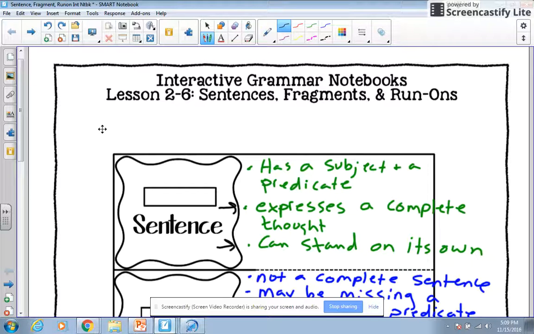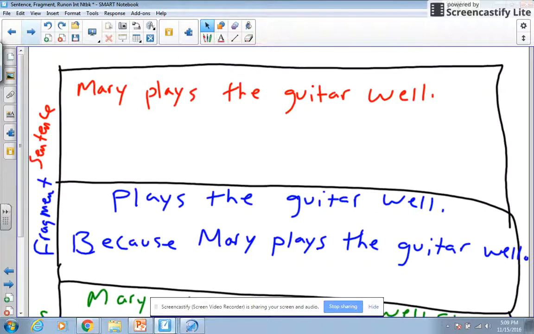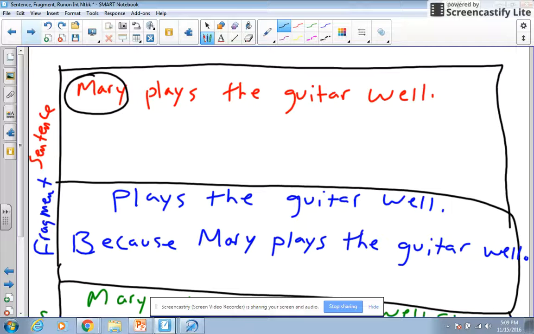So if we take a look at an example of a complete sentence, Mary plays the guitar well. So let's check to see if this meets all of our requirements. So the subject of this sentence is Mary. That's who the sentence is about. And the predicate always starts with the verb. The verb is plays, and then the rest of it is plays the guitar well. So this is a complete sentence that meets all our requirements.